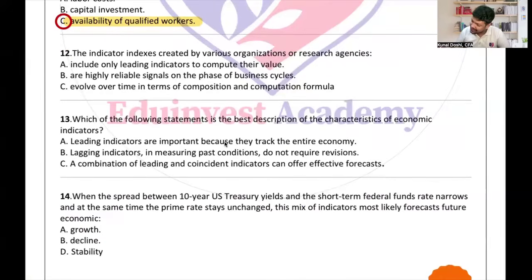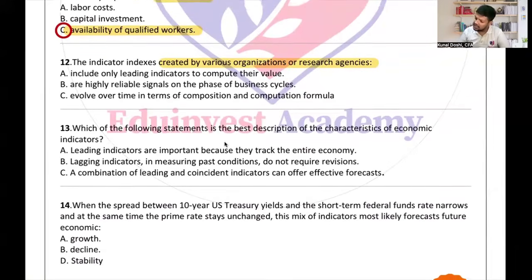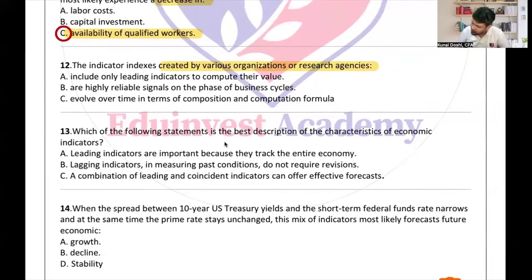The indicator index is created by various organizations or research agencies. Many indicators are created by the government, many are created by independent agencies, some are created by private ones. They are saying those created by various organizations or research agencies include only leading, are highly reliable signals on the phase of the business cycle, evolve over time in terms of composition and computation formula. Any absolute statement is generally incorrect. Include only leading, no. The market indicators include leading, lagging, coincident, all.